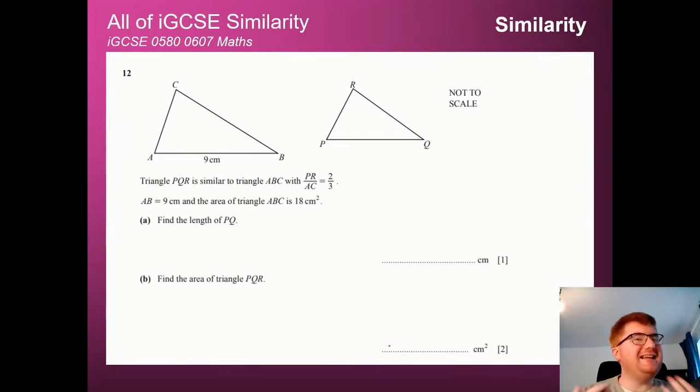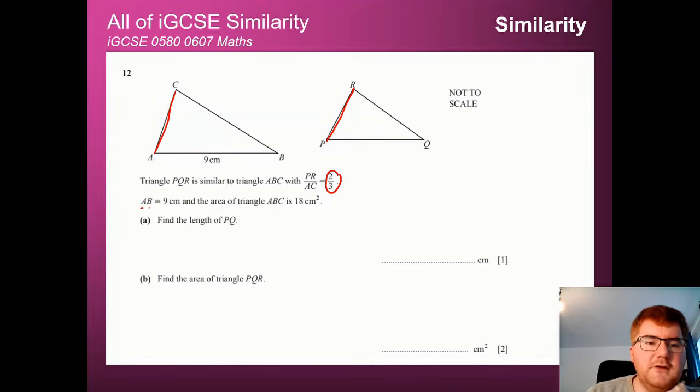Again, another sort of classic similarity question. Hopefully you're building up your expertise as you're going through this video. Now, triangle PQR is similar to triangle ABC with PR divided by AC, so this here divided by this, to be equal to 2 over 3. Now, they've written this scale factor slightly differently, and we're given some extra information. So AB is 9, and the area of the triangle is 18 square centimeters. And we want to work out this one here.